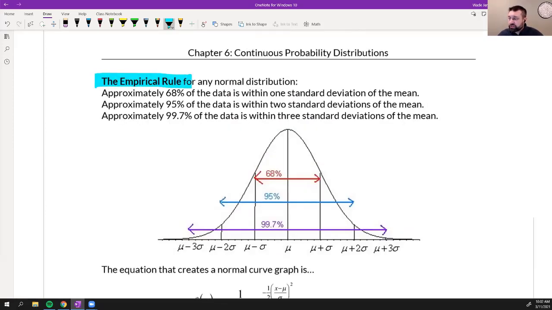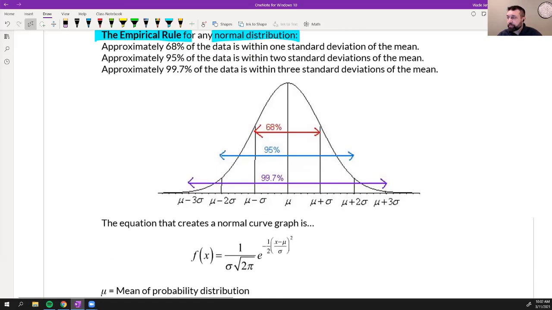And what the empirical rule says is that if you have a normal distribution, and this only works for a normal distribution, one standard deviation above and below the mean contains 68% of the data. Two standard deviations above and below the mean, which would be this region here, contains 95% of the data. And three standard deviations above and below the mean contains 99.7% of the data or the probabilities.